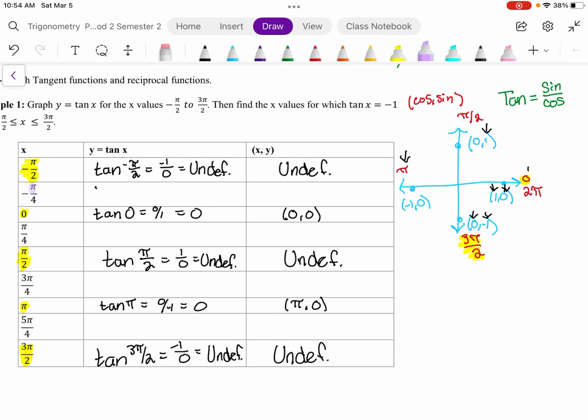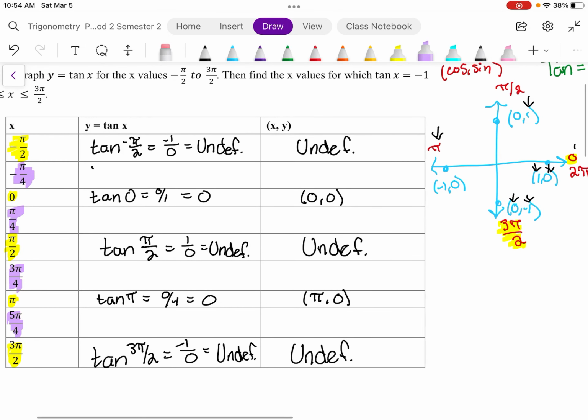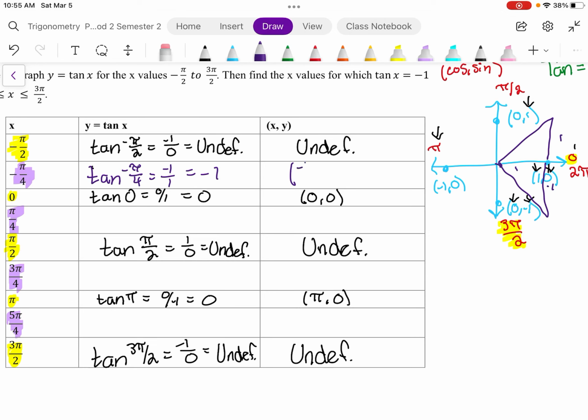Now we can go ahead and find the rest of the values that we were looking for. Tangent of pi over 4, negative pi over 4, 3 pi over 4, and 5 pi over 4. So those are going to be using our special right triangle. So if we were to start with the tangent of negative pi over 4, we would have negative 1 over 1, which is just negative 1. And that gives us another coordinate point to use. And the tangent of pi over 4 in our first quadrant is 1 over 1, which gives us 1.